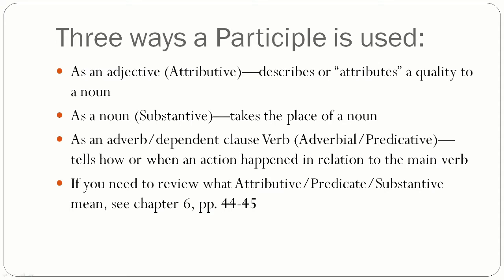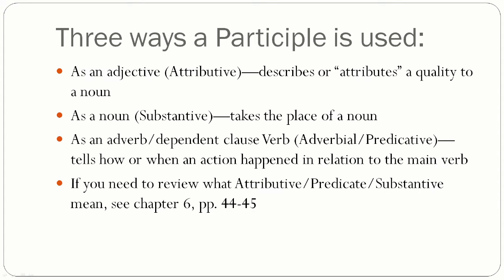The second thing is that the participle can be used as a noun. Like the adjective, this can stand in the place of a noun. So the participle can stand by itself, and then it can be used like a noun. It can be the subject or object of a verb. It can be used in a prepositional phrase. Then, as an adverb, or in other words, a dependent clause verb.